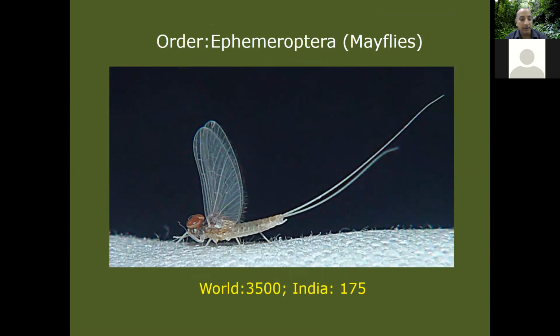These are among the first insects. The mayflies were the first insects to fly, evolutionarily. They are called Ephemeroptera because their adult life is very, very short. Adults can survive only for one or two days and they are non-feeding. But most of the life is spent in larval stages, and the larva is aquatic. So the mayfly is one of the most primitive groups of organisms.